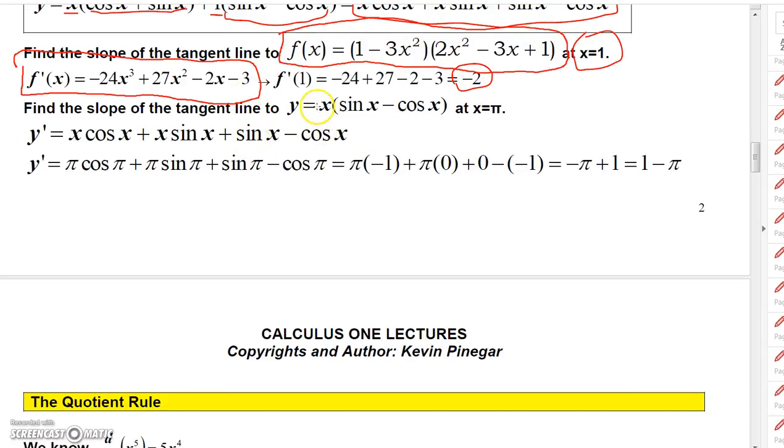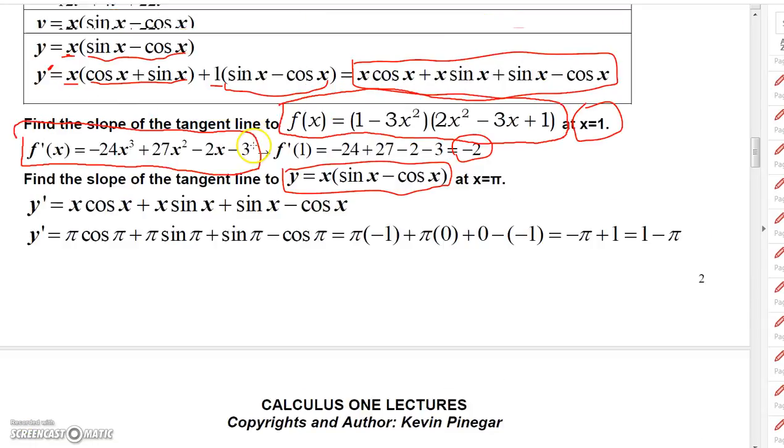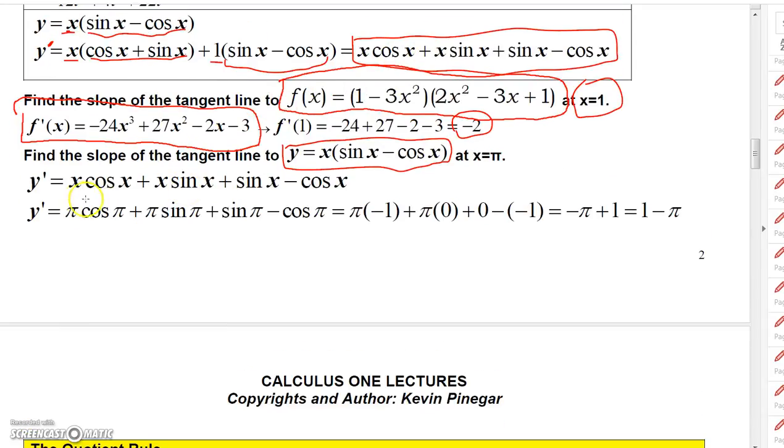And now if you want to find the slope of the tangent line for this one at x equal pi, okay, well, I just did that one up here. So here's the derivative for that one. And now I just need to plug pi in everywhere there's an x. So I have pi cosine pi plus pi sine pi plus sine pi minus cosine pi. Well, cosine pi is negative 1, so that's going to be pi times negative 1.